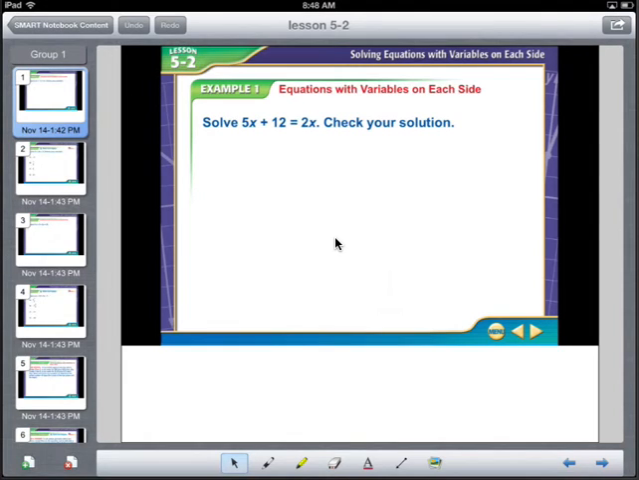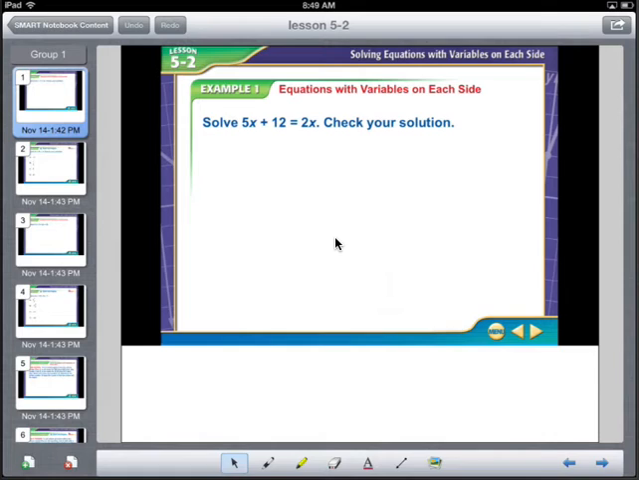For lesson 5-2. It's really not a whole lot different than what we've been doing. We're still solving equations, but we are going to have variables on both sides. Go back to those same rules we talked about when we started solving equations. Remember the three things I told you.